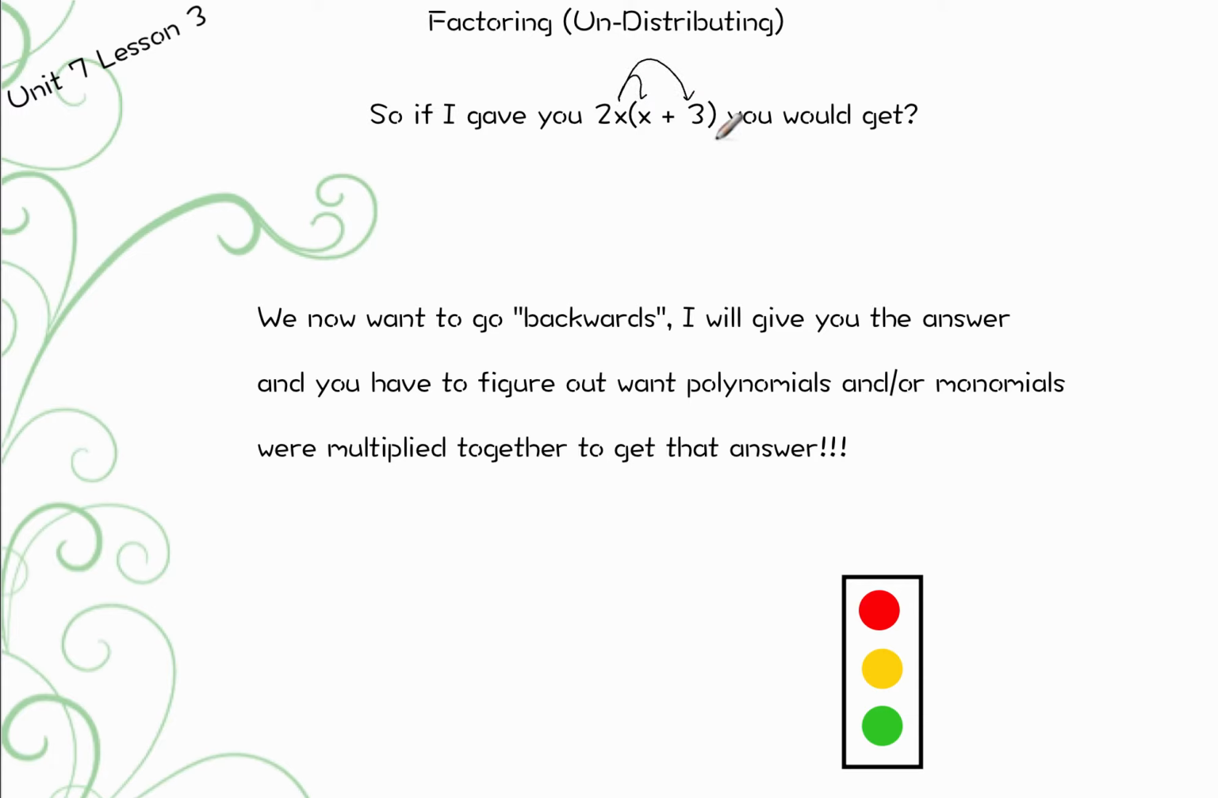to a binomial. And you would multiply 2x times x and get 2x squared. 2x times 3 gets you positive 6x. Well, today we want you to go backwards. I'm going to give you the answer. So I'm going to give you 2x squared plus 6x. And you have to figure out what polynomials or monomials were multiplied to get that answer. So you're going to have to come up with the 2x and the x plus 3 being multiplied together.